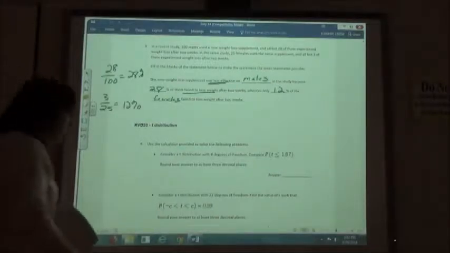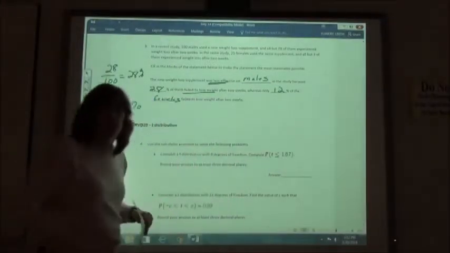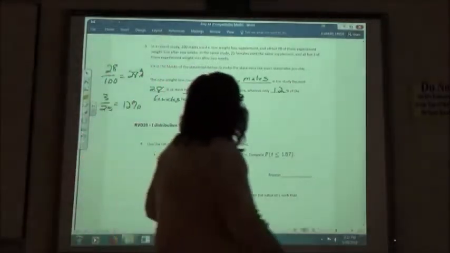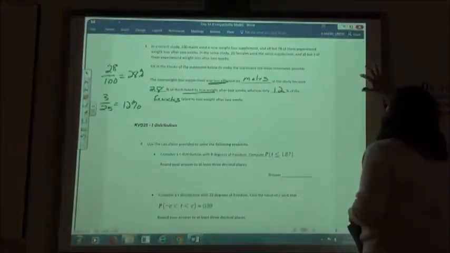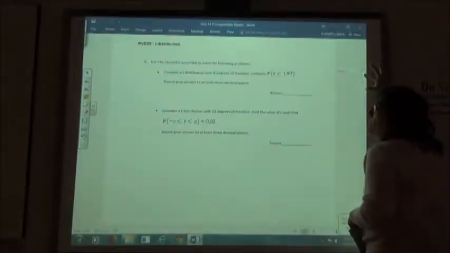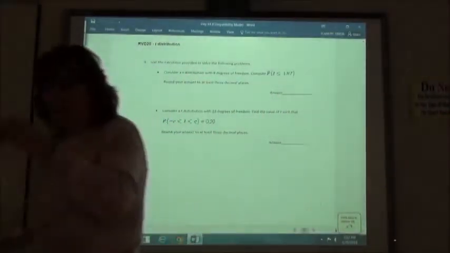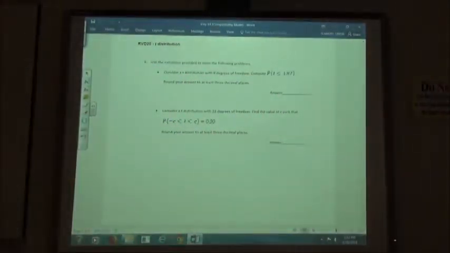Ones, if you're not logged into Alex, you need to log into Alex because you need to use the Alex calculator. Last time, a long time ago, like the 27th of February, we did the Z-score distributions. Today we're doing the T distributions.